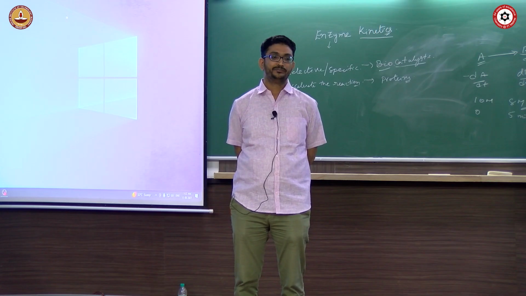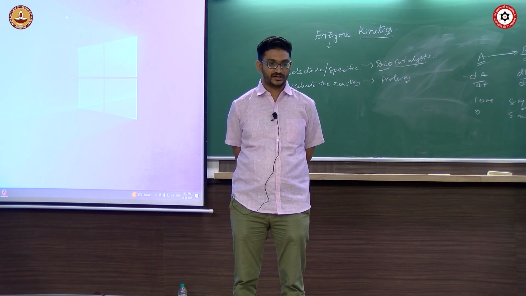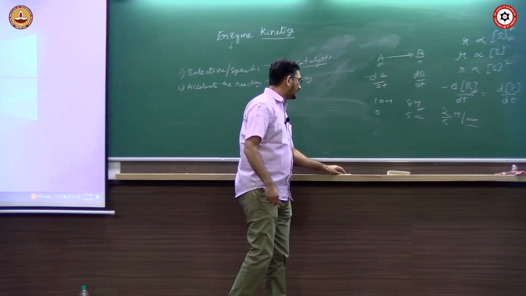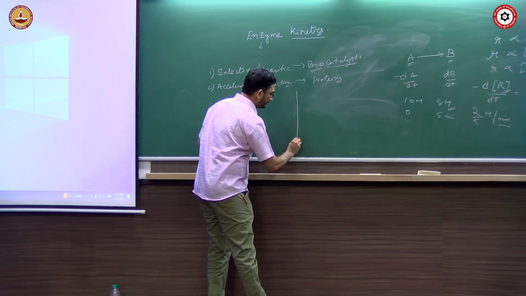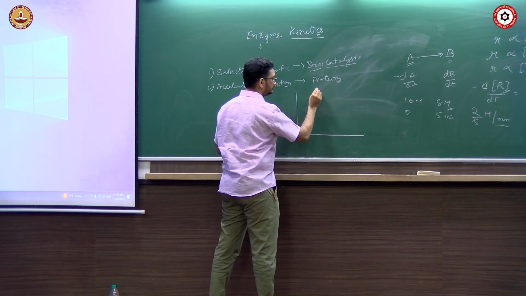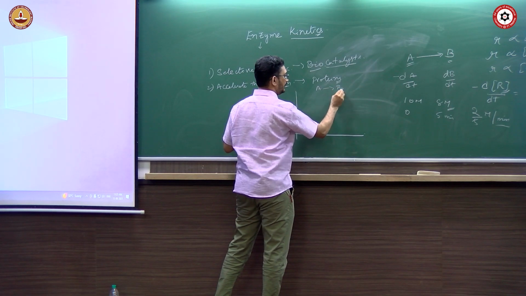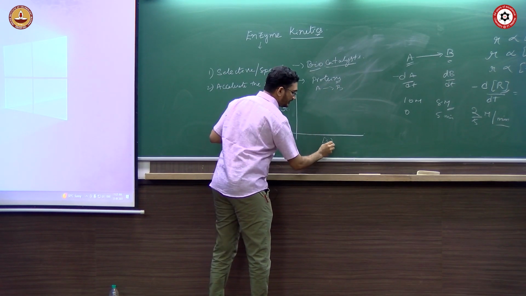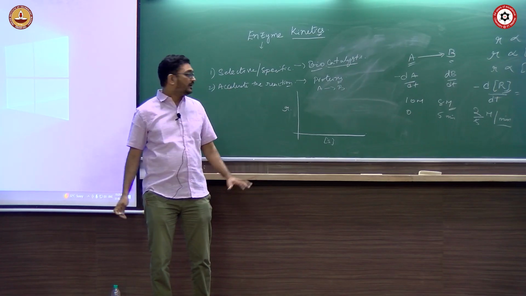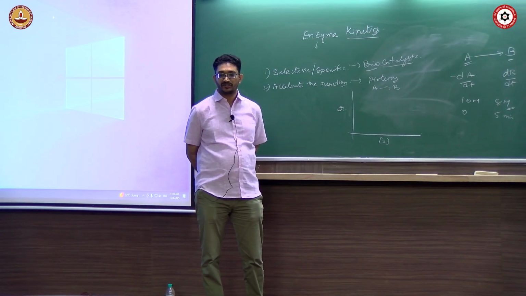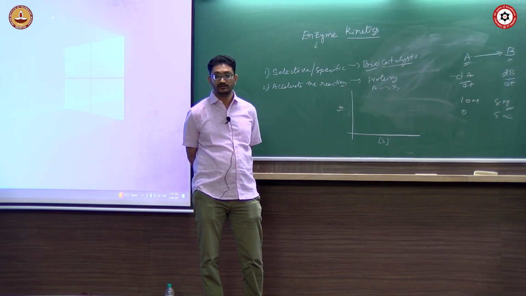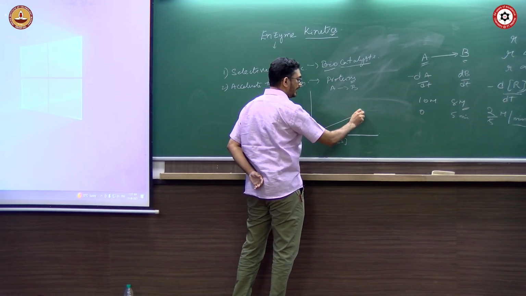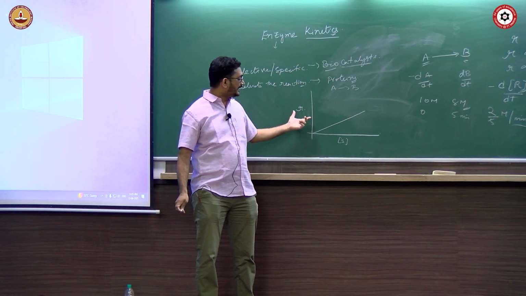A catalyst will enhance the rate of a reaction. Okay. But for a normal chemical reaction, if you have an uncatalyzed reaction, A going to B, and you plot the rate of the reaction versus substrate concentration, suppose it's a first order reaction, how will my plot look? Linear, right?